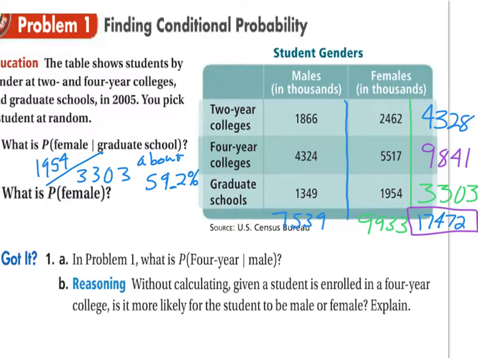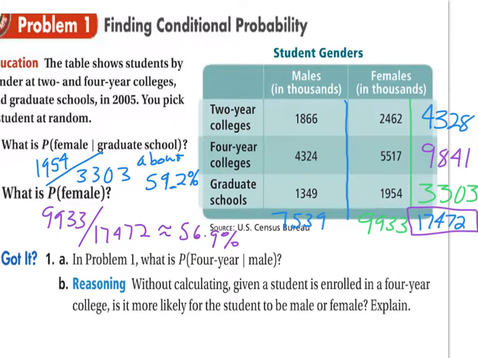And then the next question: what is the probability that a student is female given that they're in this setting overall? We've got all the data for 2-year, 4-year, and graduate schools, so we're looking at total females for all of those. That's 9,933 divided by the total number, 17,472. And again, don't worry about trying to reduce these fractions. They're not going to be nice numbers. This one turns out to be about, or again we can use the approximation symbol, 56.9%.